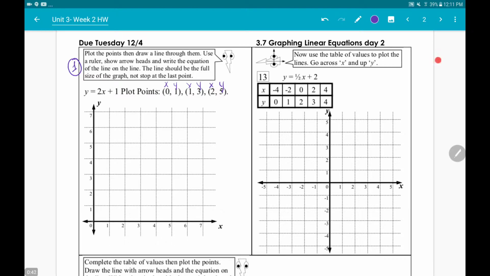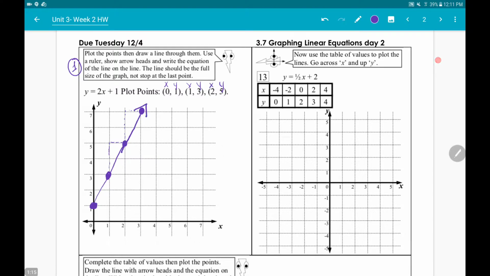All right, so 0 is my x, 1 is my y. My first coordinate will go there. My next coordinate is 1, 3. And then I have 2, 5. Now if I connect this, I'm not at the end. I'm only halfway there, so I need to continue that pattern. So if I look here, I'm going up 2 spaces and over 1 space. So I'm going to continue that. Up 2 spaces, over 1. And now I'm at the full size of my grid.